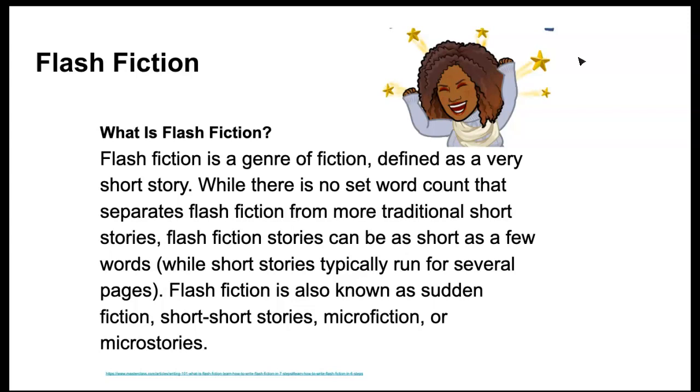While short stories typically run for several pages, flash fiction is also known as sudden fiction, short stories, micro fiction, or micro stories. So short stories go on for several pages. Flash fiction is usually a singular page.